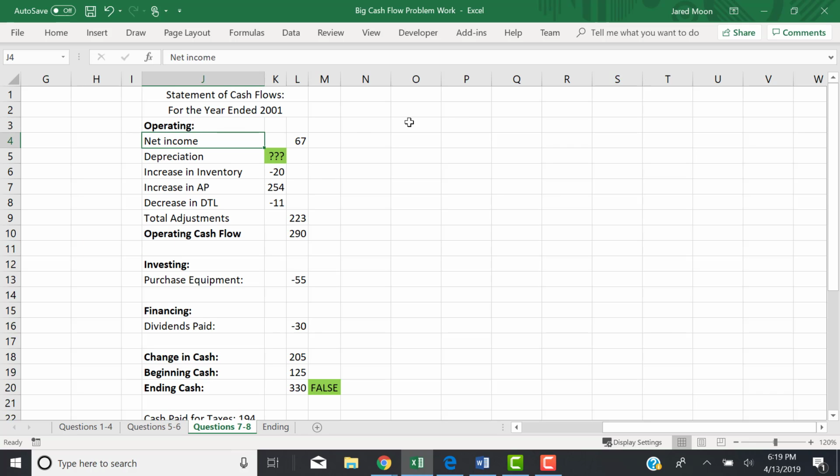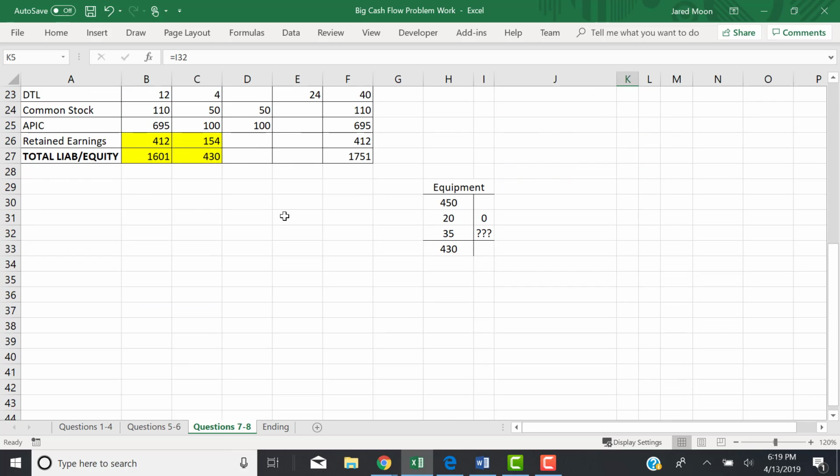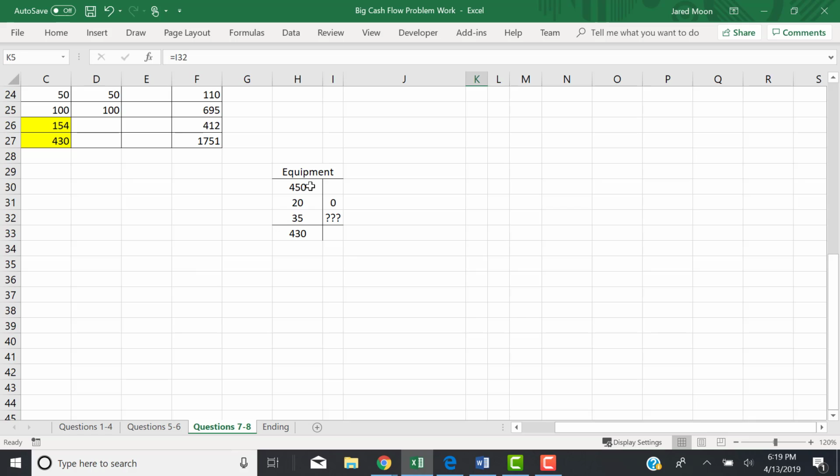Operating, we know that net income is how we start because this is the indirect method, I believe. Yes, indirect method, we start with net income. Depreciation, this is the hardest one. It tells us that they purchased $20 worth of equipment and SALT purchased $35 worth of equipment. And we know that the beginning balance was 50.